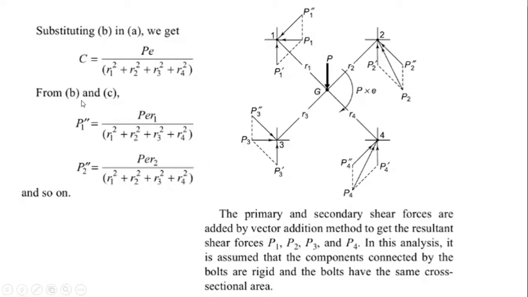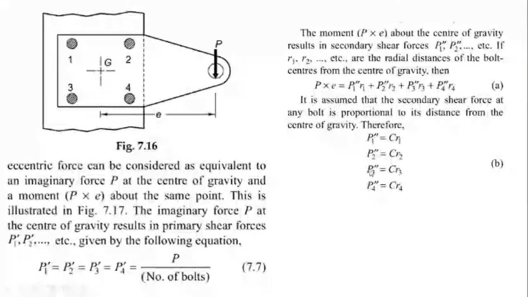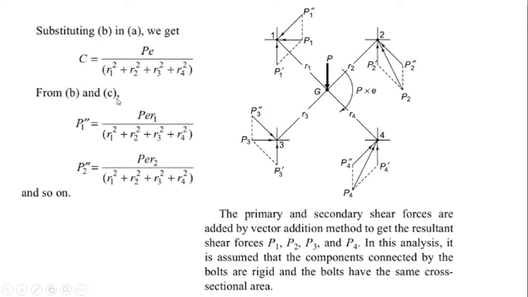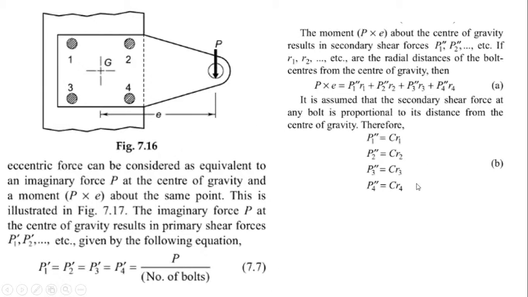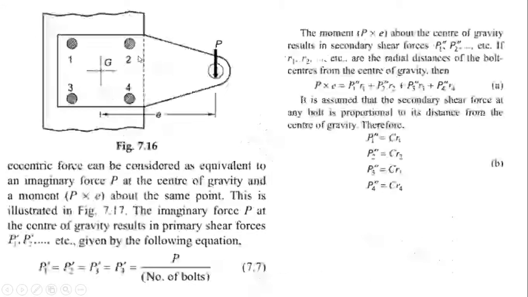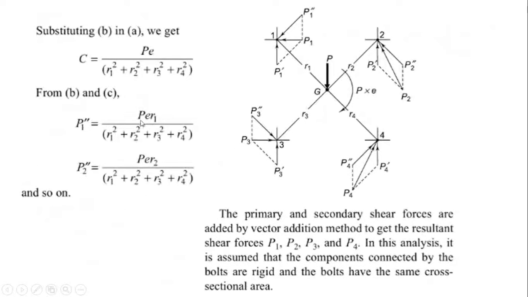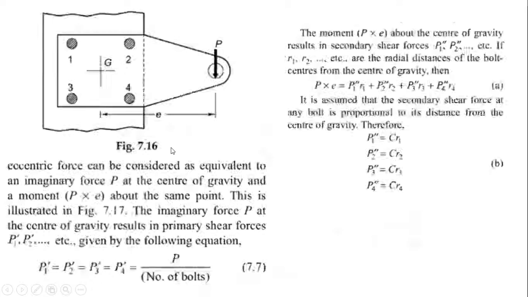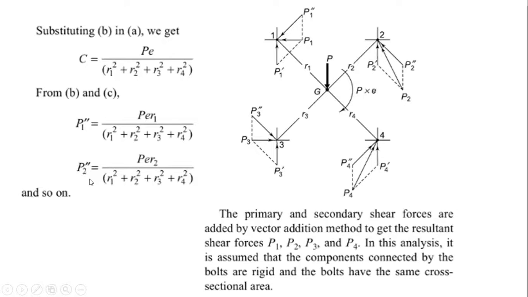Now from B and C, this C value is applied to this B equation. So P1 double dash equal to PE into R1 divided by R1 square plus R2 square plus R3 square plus R4 square. Similarly, P2 double dash equal to PE R2 divided by R1 square plus R2 square plus R3 square plus R4 square, and so on.